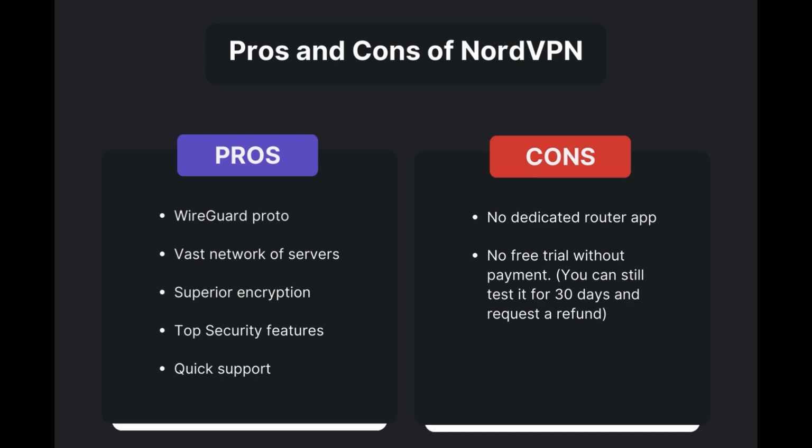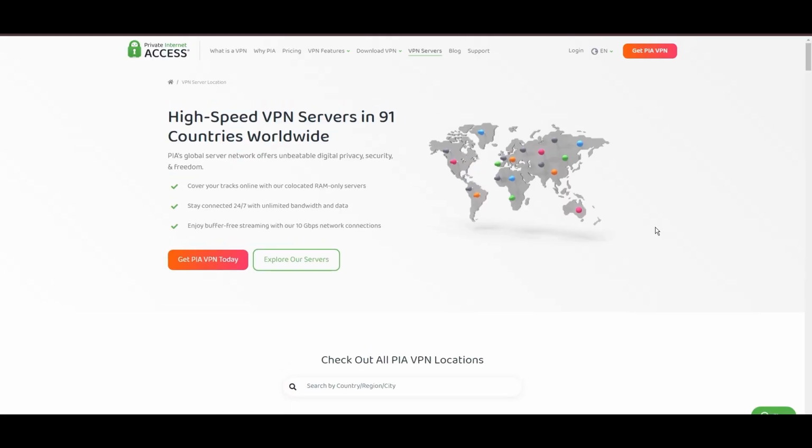Benefits of using NordVPN for free internet include swift and stable connections via the WireGuard protocol, an extensive server network for global access, top-notch encryption and security measures, and 24/7 customer support. However, there are a few drawbacks to note. No dedicated router app is available. No free trial is offered. Overall, NordVPN stands out as the best VPN for free internet.